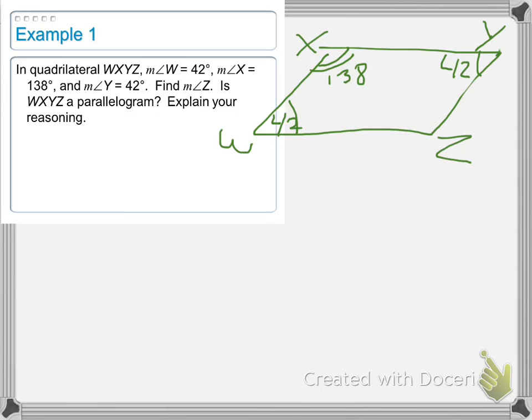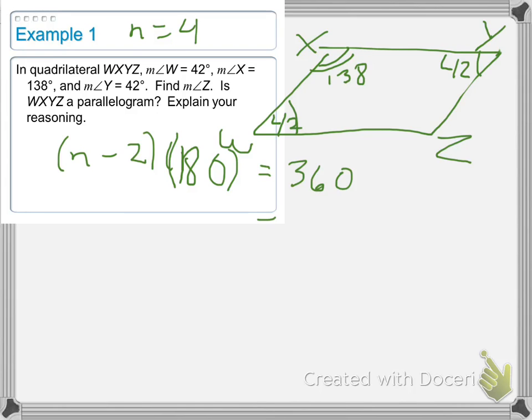Okay. So what do the measures of the angles of a quadrilateral add up to? So we can use n minus 2 times 180. Okay, and we know n is 4. So we know this equals 360.